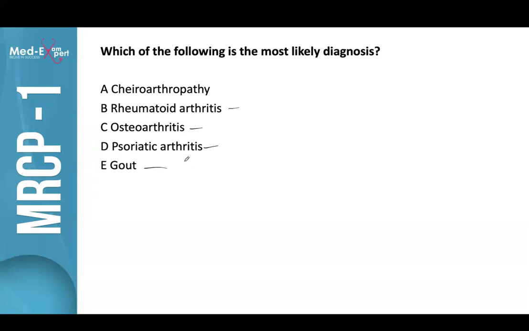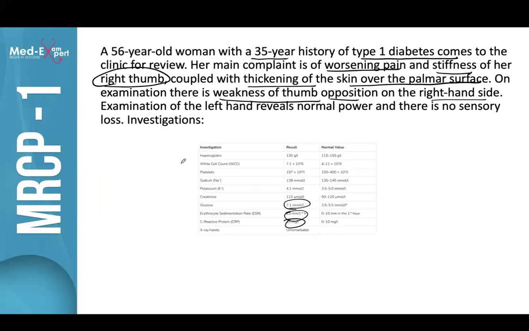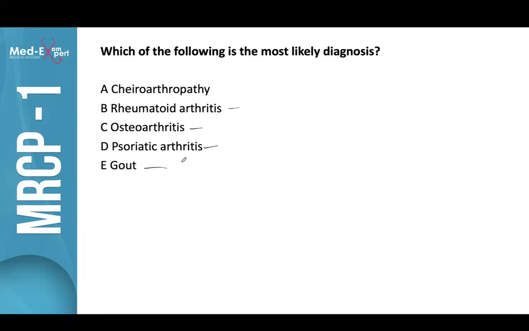It can affect almost any joint, the knee joint also, but it won't present with just pain and stiffness of the right thumb and thickening of skin over the palmar surface. It won't produce that. The only thing that will produce pain and thickening of skin over the palmar surface is cheiroarthropathy. This is seen in long-standing, poorly controlled diabetes mellitus. And this shows there is a presence of microvascular complications in this patient.